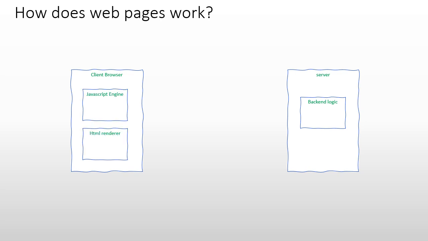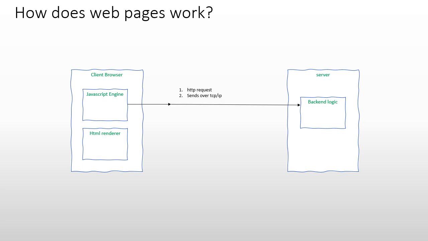The client browser needs two modules in it as part of a browser by default. One is the JavaScript engine, and the second one is the HTML renderer. The HTML renderer is responsible for rendering the HTML web pages. JavaScript is responsible for running any scripting involved in the views.